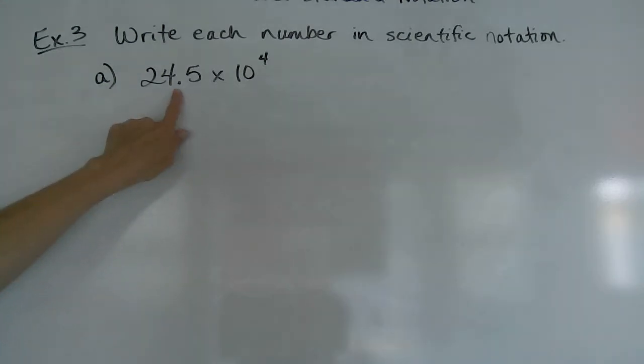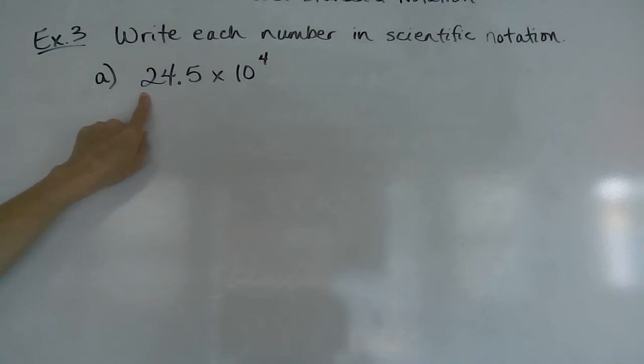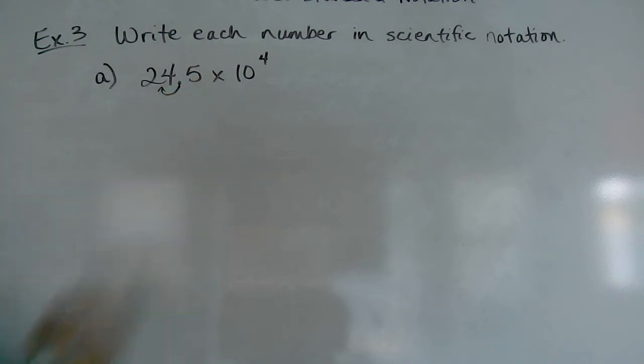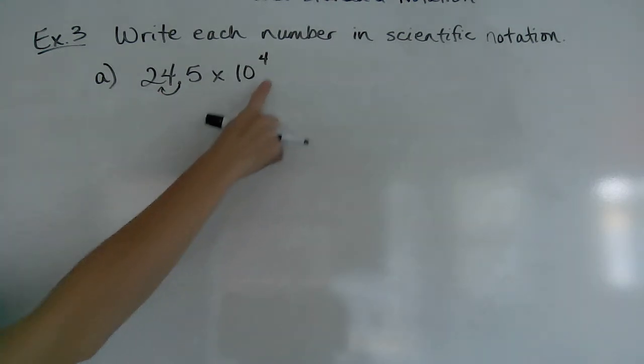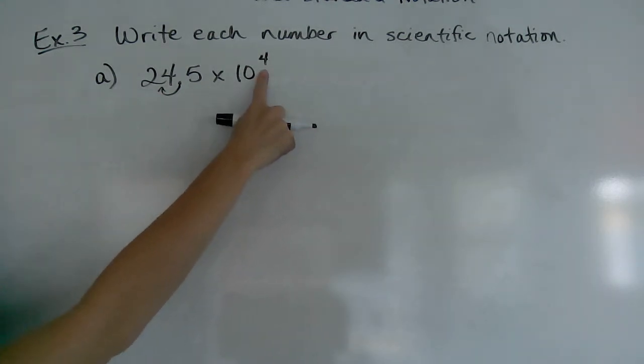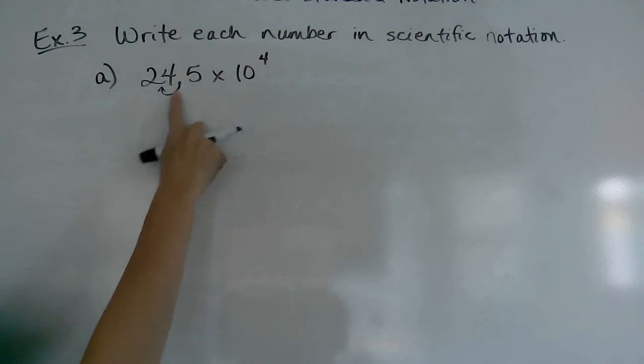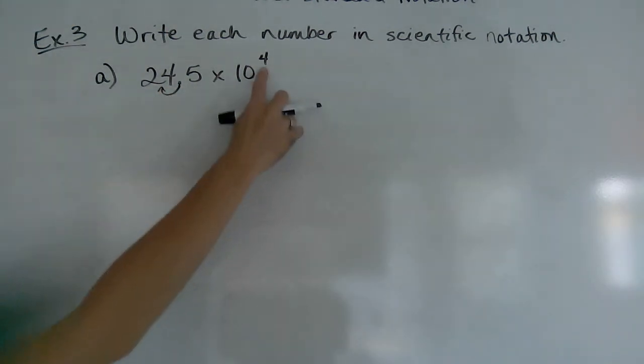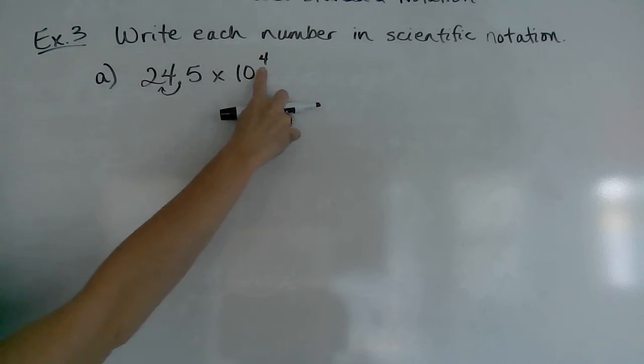Notice that the decimal is sitting right here, and there are 2 digits to the left of it, which is not scientific notation. Scientific notation means you only have 1 digit to the left of the decimal, which means we need to move this decimal 1 extra spot. So then the question becomes, how is our exponent going to change? We know it's going to change by 1 because we're moving it 1 more spot or 1 less spot. So it's either going to become a 3 or a 5.